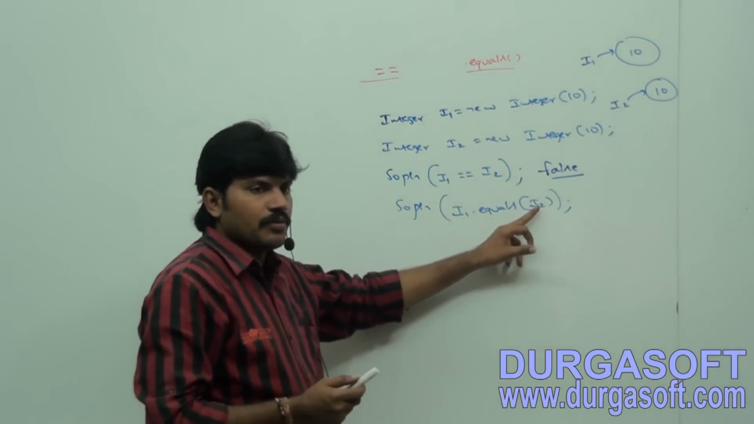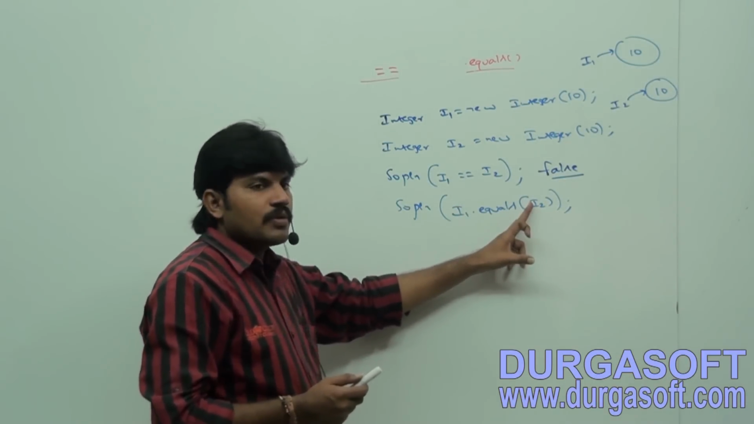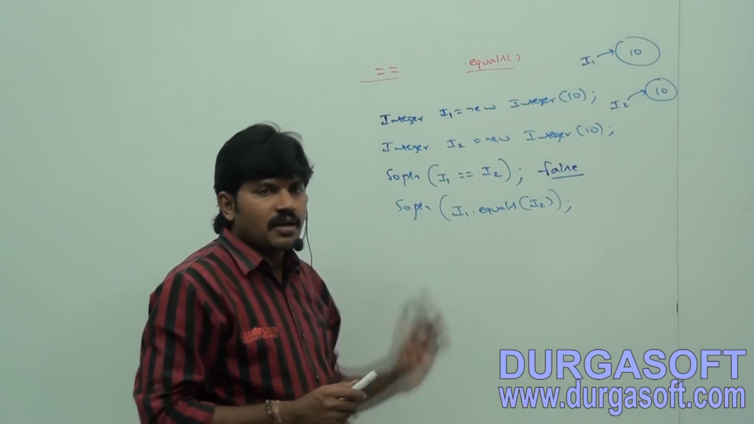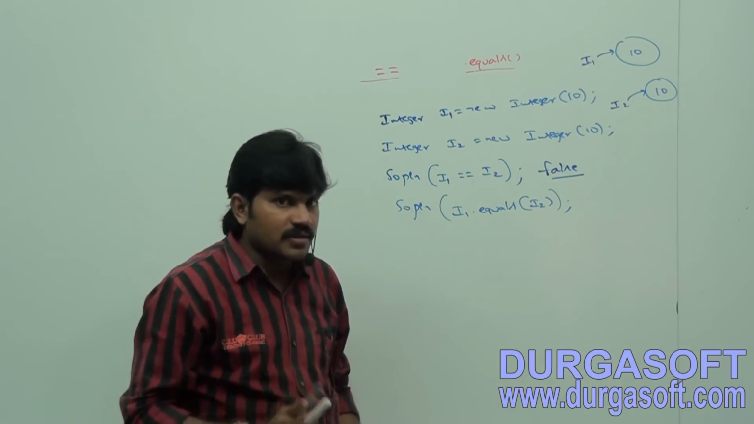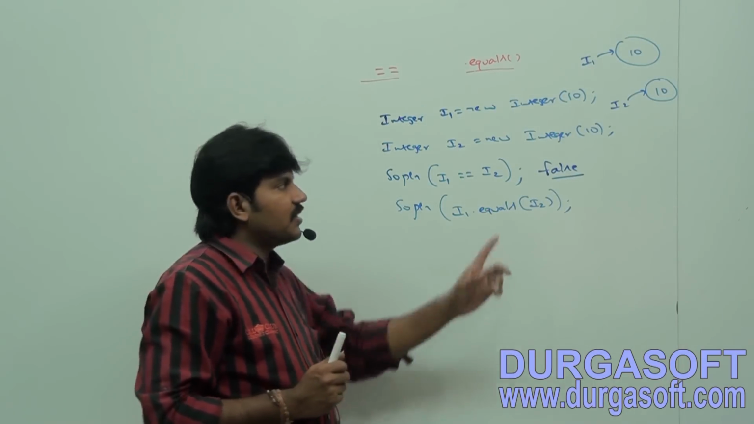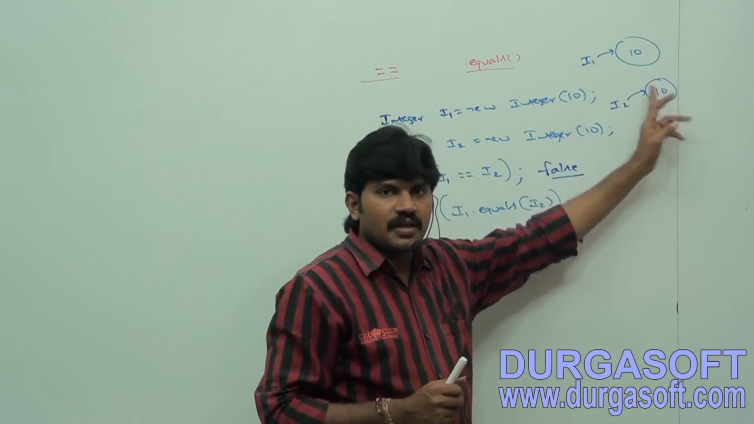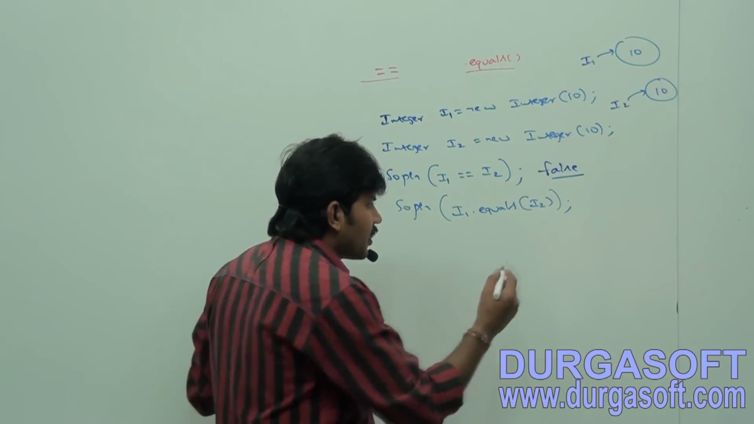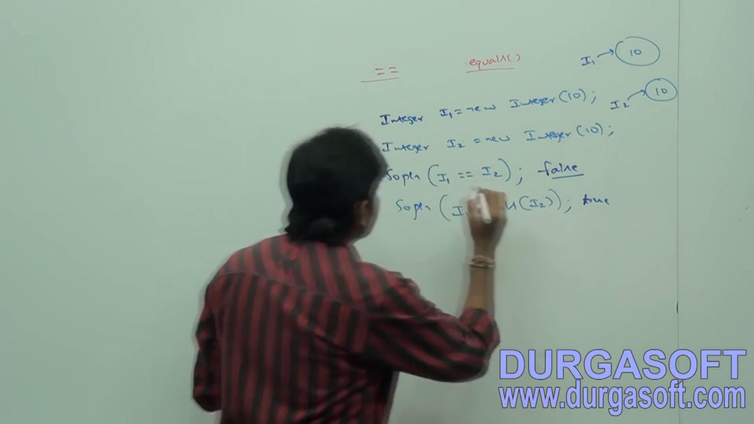Next, I1 dot equals of I2. Do I1 and I2 point to the same object or not? Content-wise, are both the same or not? Because what is the dot equals method meant for? Content comparison. So here 10, here 10 is there. That's why what output will we get now? True itself is the answer.